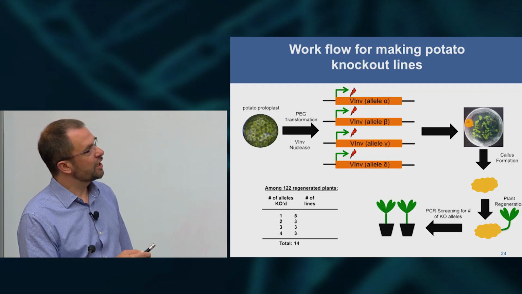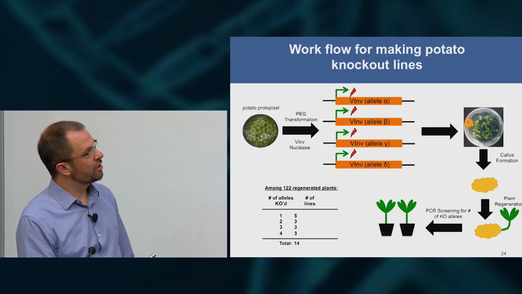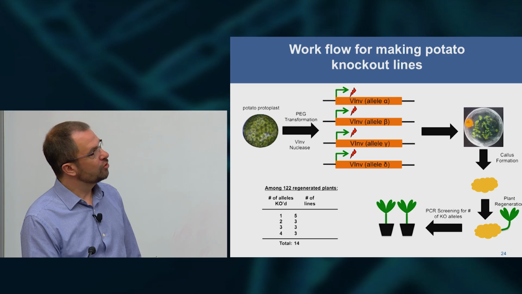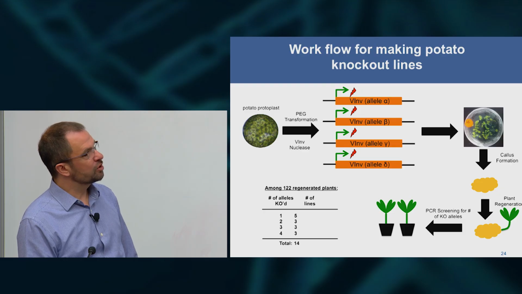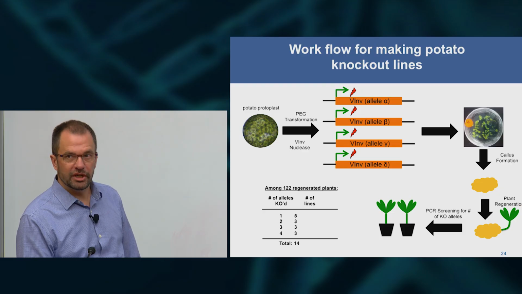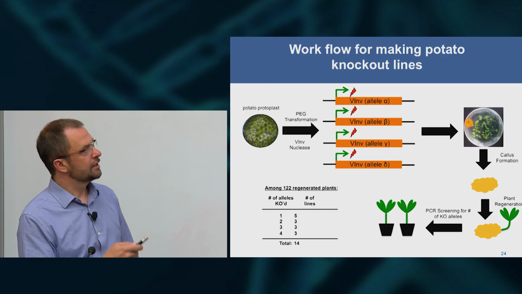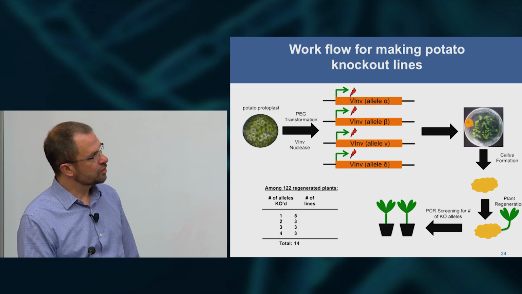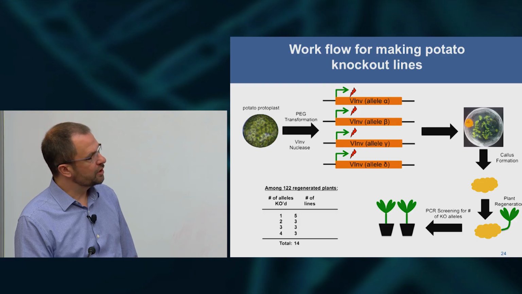We take away the plant cell wall, so it's just a membrane-bound cell, and we can transform it by electroporation or polyethylene glycol transformation. Our nucleases go in. Potatoes are tetraploid, so we have 4 alleles that we need to knock out simultaneously. We treat our cells, grow them up into potato plants, and screen them.